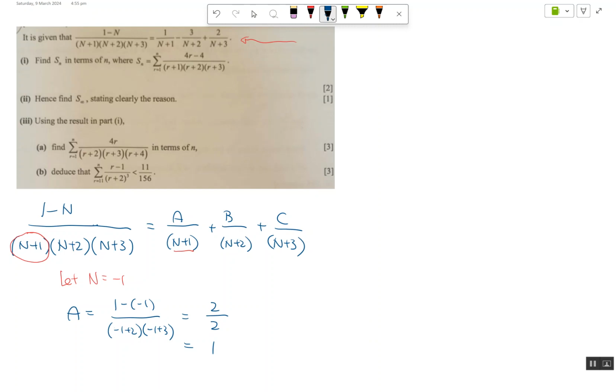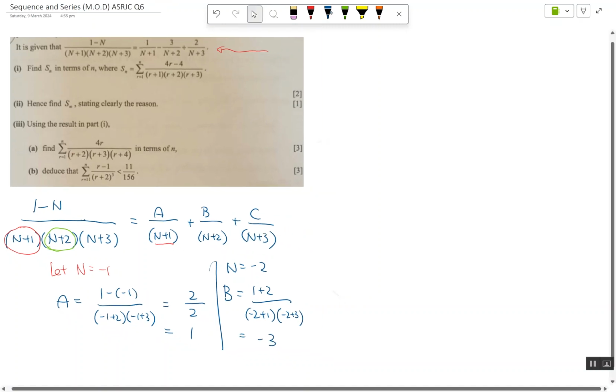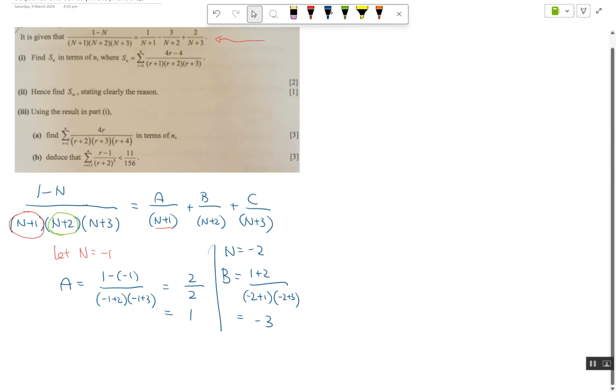And you repeat the same. Next part, you let n be equal to -2, and then now you cover the green part. You do not cover the red part. So when I let n equal -2, I cover the green part. I can immediately write that b is equal to 1 plus 2 over -2 plus 1, which is the first bracket. The second bracket we cover. The third bracket is -2 plus 3, and you are going to get -3, and so on. That's how I get my three values.